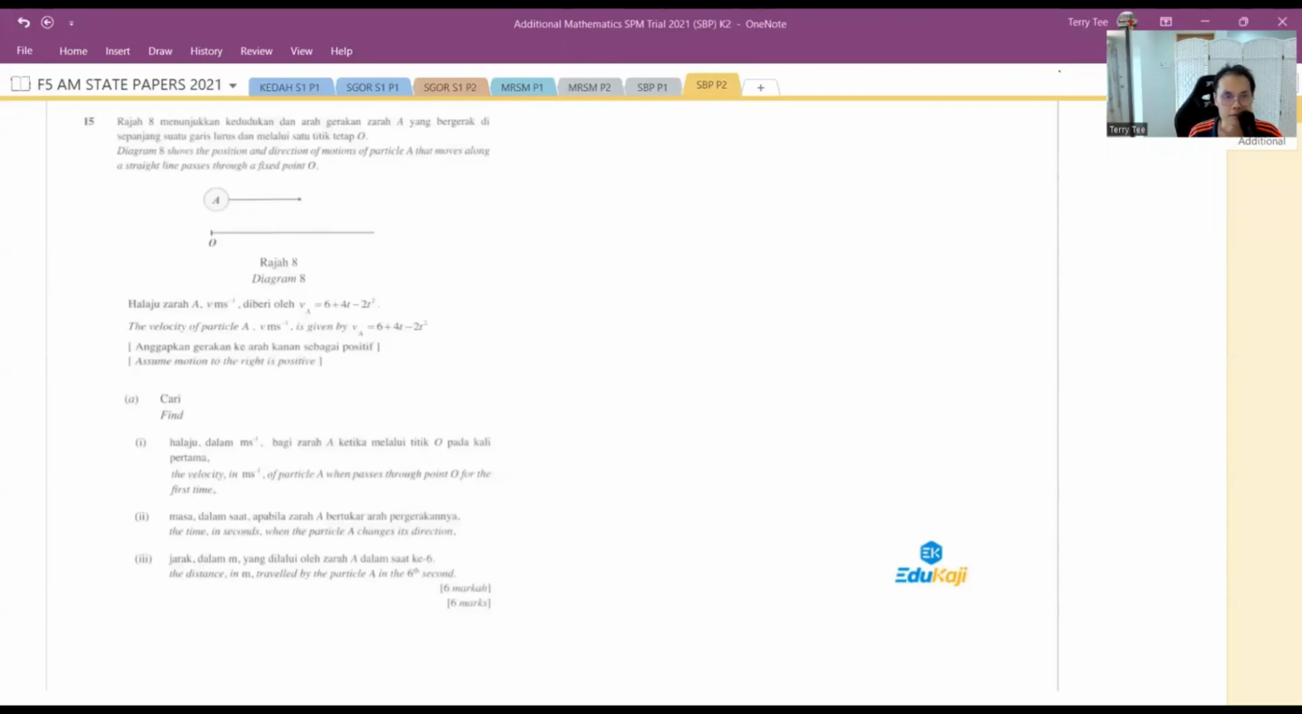Okay, now last question, question 15, is kinematics of linear motion from Form 5 Chapter 8. So diagram 8 shows the position and direction of motion of particle A that moves along a straight line. The straight line passes through fixed point O. So the velocity of A is given by this. Find the velocity when it passes through O for the first time. Okay, now when you start, the clock is at point O. So when you start, t is 0. We replace t with 0 here. Velocity of A is just 6 meters per second.